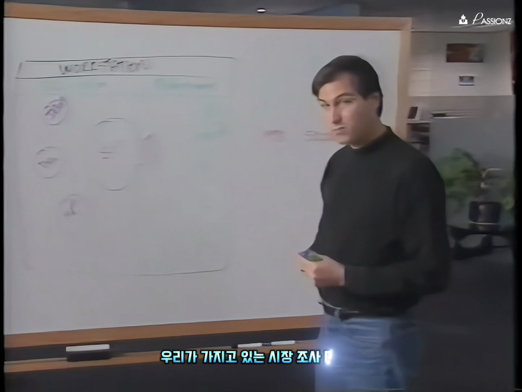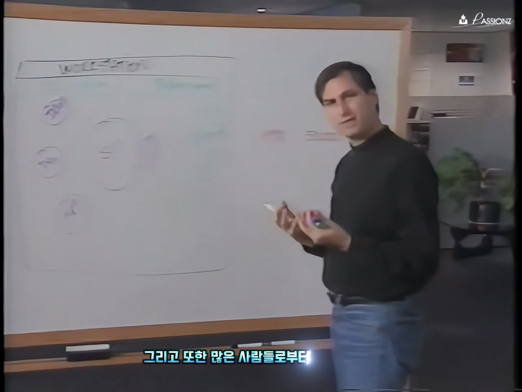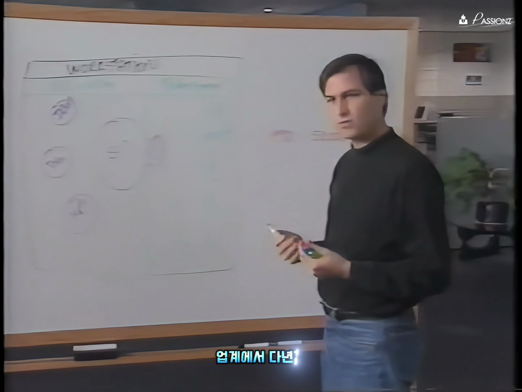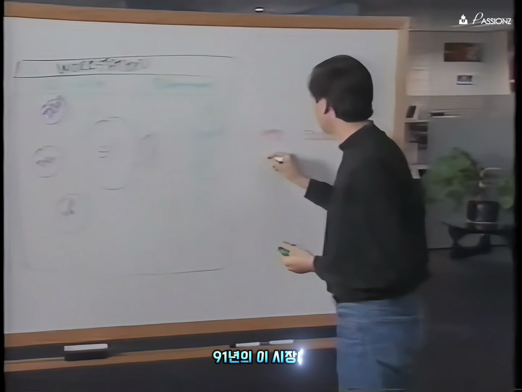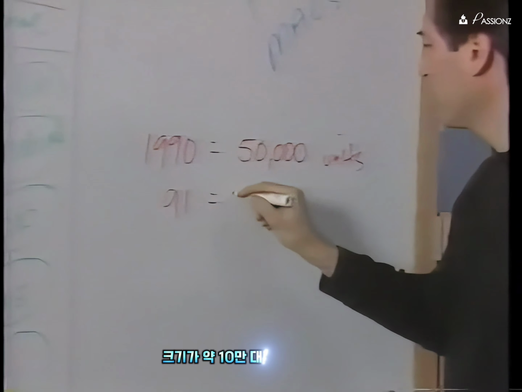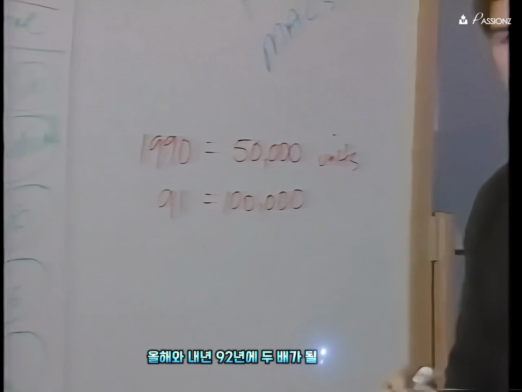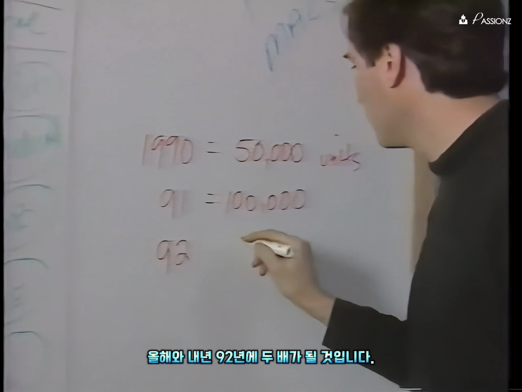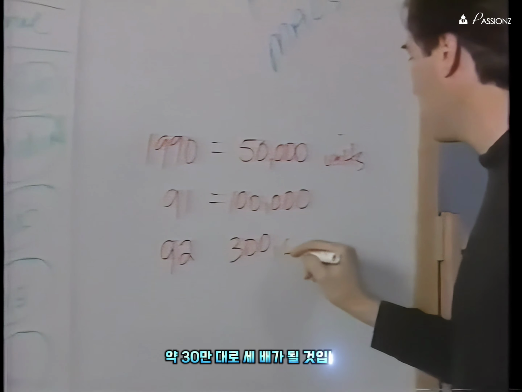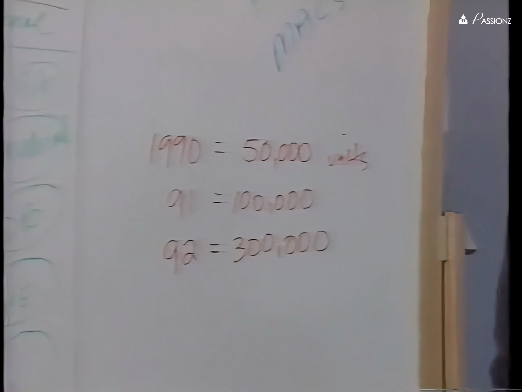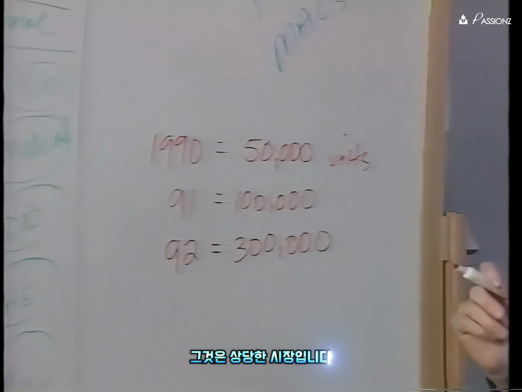The market research data that we have, and also our gut feelings from many, many years in the industry, say that this marketplace in '91 is going to grow to about 100,000 units in size. It's going to double this year. And next year in '92, it's going to triple to about 300,000 units. That is a substantial marketplace.